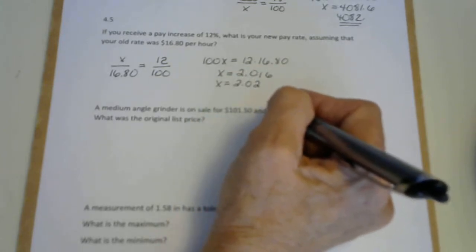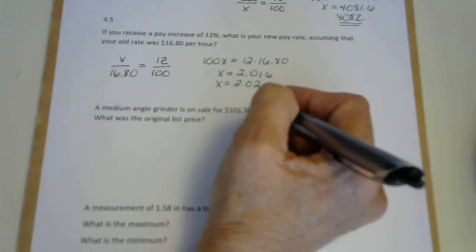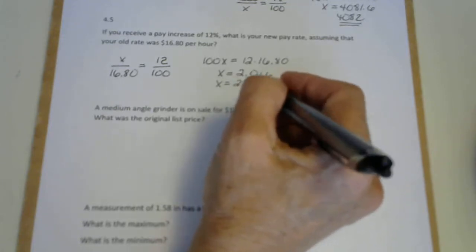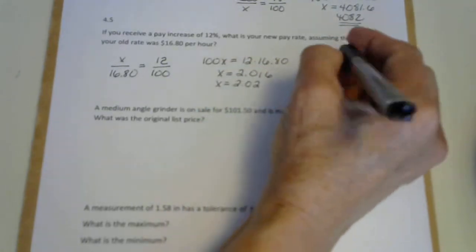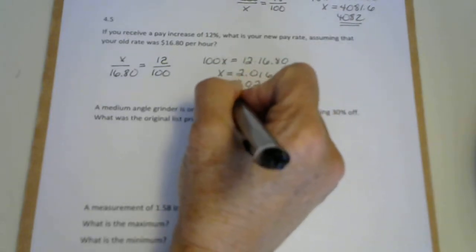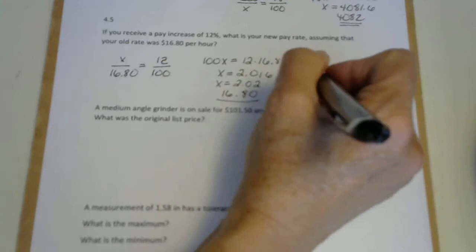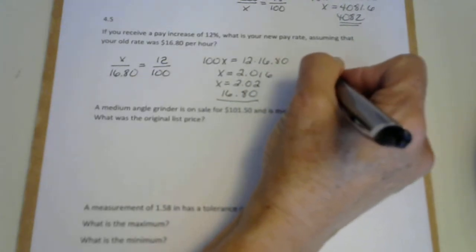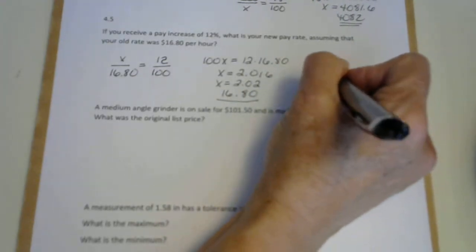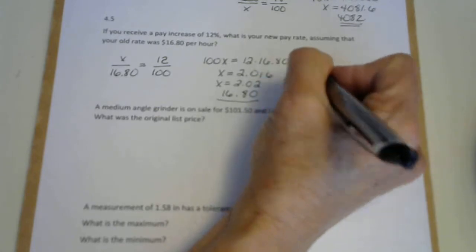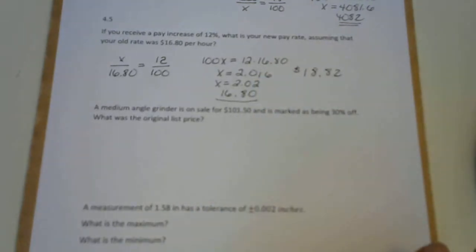Now remember, this is where we're going to have a little twist in a lot of these problems. This is not your answer. What's your new pay rate? So we're going to add this answer to the original 1680 that we got. If I add those two together, we're going to have a new pay rate of $18.82, and that would be my final answer.